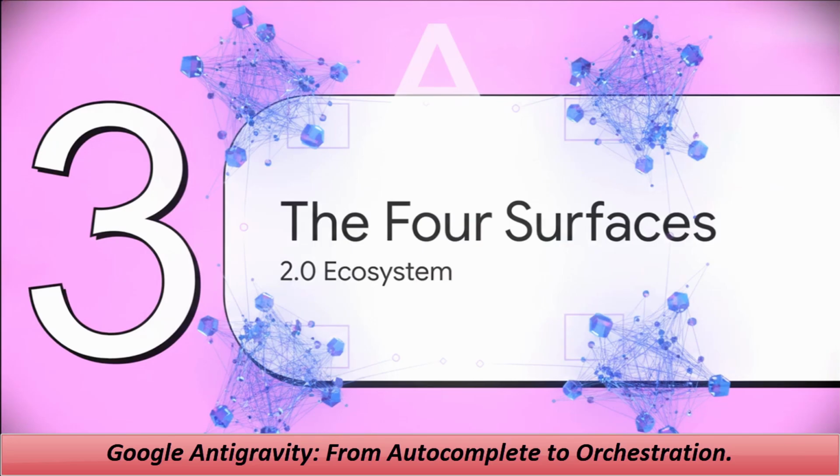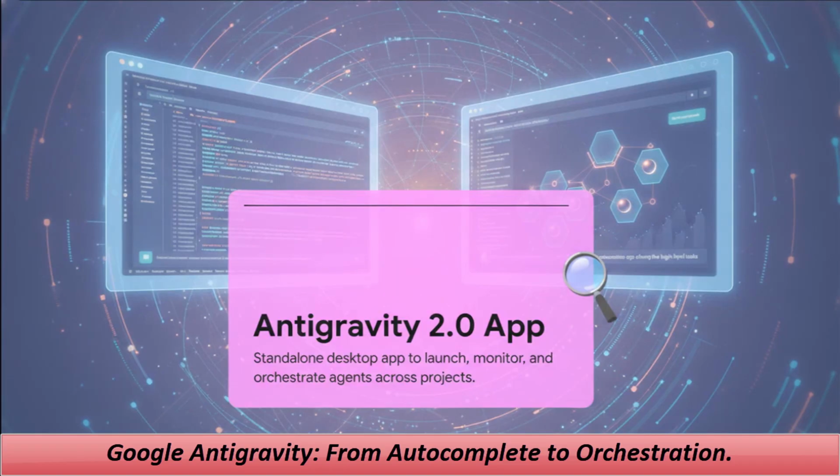All right, Section 3, the 4 surfaces. Let's get into the 2.0 ecosystem. Surface number 1 is the flagship Antigravity 2.0 standalone desktop app. Think of this as your ultimate cross-platform command center. It operates totally independent of any IDE, and you use it to launch, monitor, and orchestrate multiple parallel AI agents. It actually introduces what they're calling the dual-wield workflow. Imagine having your preferred IDE open on one monitor for your manual editing, and this standalone orchestration app driving all the high-level tasks on the other.